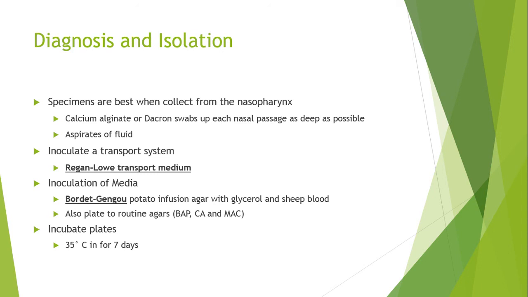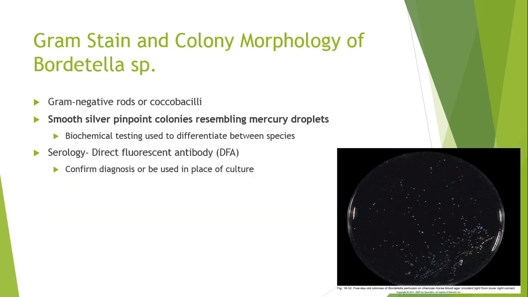And then you can also do your routine agars for your routine respiratory pathogens. You want to incubate it at 35 for up to 7 days because it can take a little long to present itself. And you can see it's teeny tiny colonies. They look like mercury droplets. It's kind of a crummy picture.